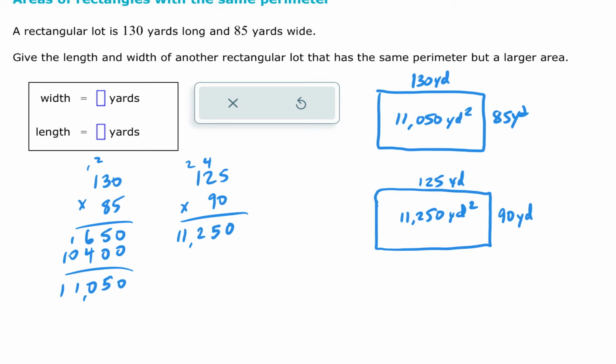So we have found already two rectangles that have the same perimeter. We know they have the same perimeter because all I did was drop this one by 5 and add that 5 to this one over here. So when I add these dimensions right here, they're going to be the same. And these dimensions right here, they're going to be the same. But the area for our second one is larger. So to answer this question, our new width would be 90 yards and our new length would be 125 yards.